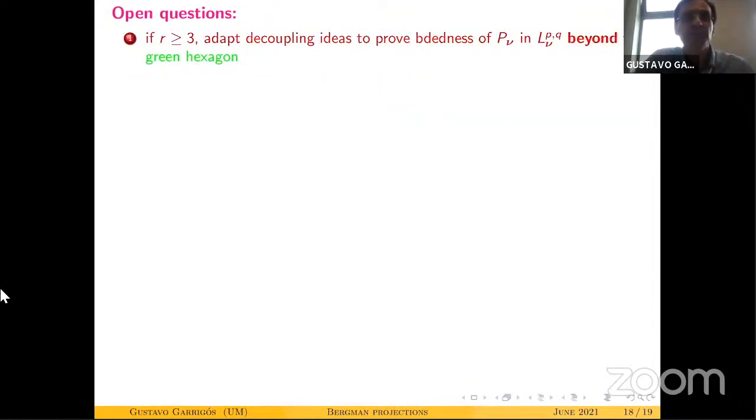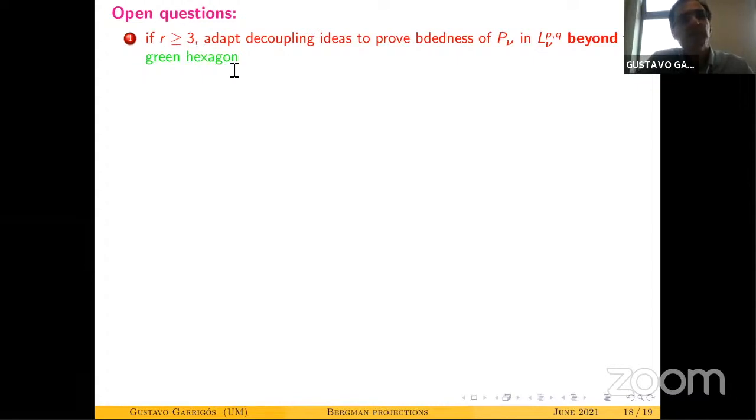So the first question is, when the rank is 3, we actually know very little. We only know the green hexagon, and we have for the moment not much idea of how to exploit the finer geometry of the cone to prove boundedness beyond the green hexagon. If we only use orthogonality, we are in the hexagon, and in higher rank cones, it's not so clear how to do it, okay?